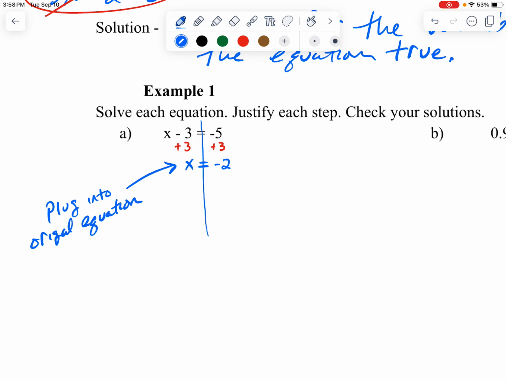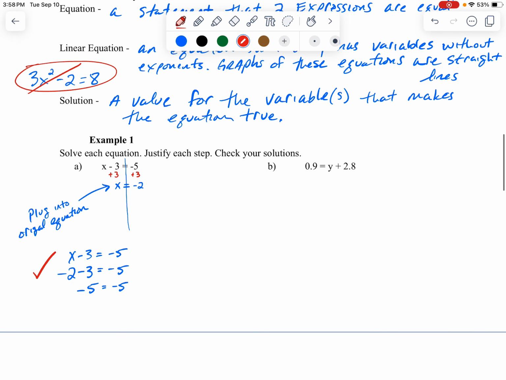Right, so I found that x is -2, and if I want to check that, I'm just going to substitute that back in. So if my original equation was x minus 3 equals -5, well, I found that x is -2, so I'm just going to substitute that in for x. And is this true? -2 minus 3 is -5, equals -5. Yes, this made the equation true. Okay, so that's how we check our work. We plug it back in.